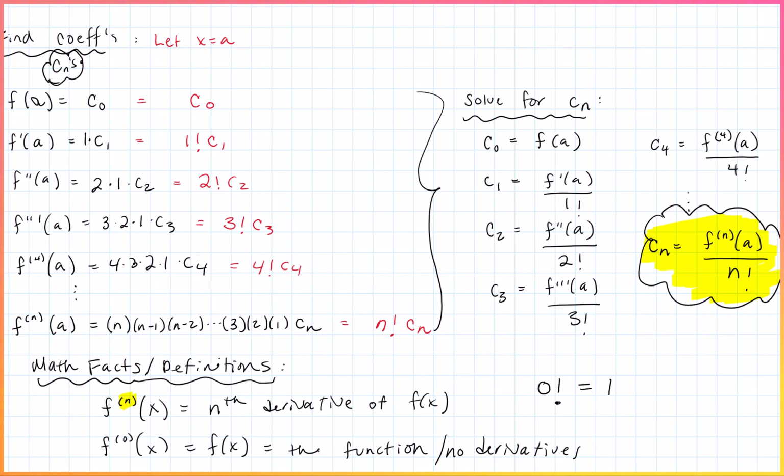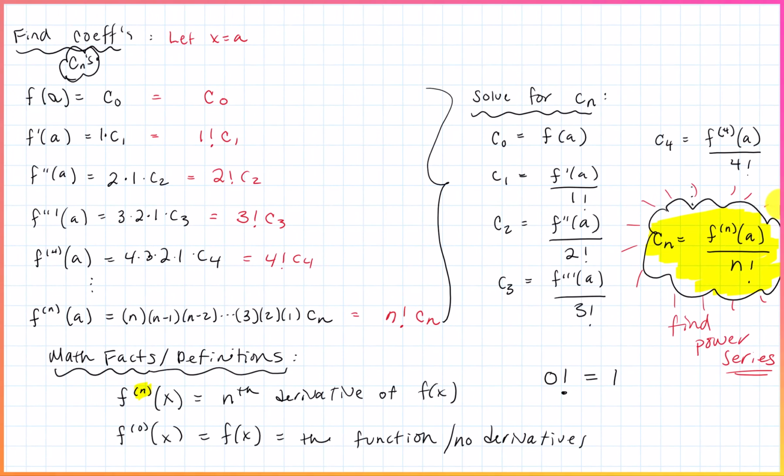So this is powerful. This allows us to find power series for functions. If a function has a power series representation, and I'll keep saying that because I want to talk about how we can show a function does have a power series representation, then we can find it, because we can find its coefficients by looking at the repeated derivatives and dividing by n factorial.